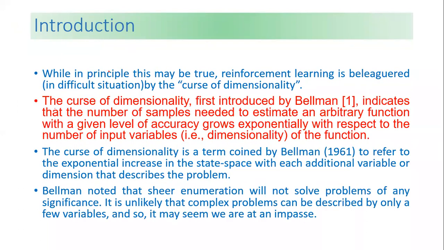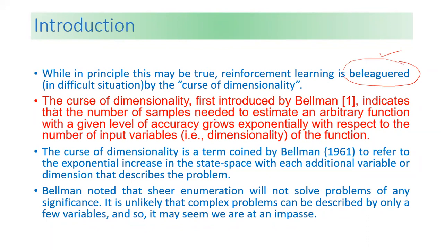So now this is the most important. While in principle this may be true, reinforcement learning is beleaguered. Beleaguered means we have different situations where we want to work things out. Clear? The curse of dimensionality. What is the meaning of the curse of dimensionality?